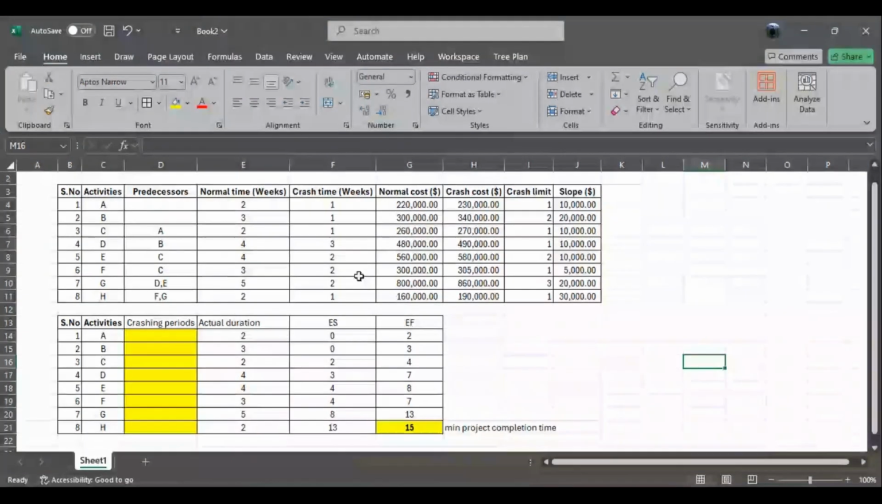So this is the first part of this particular video. In part two, we'll apply the linear programming algorithm to find out to what extent we can crash this particular project, which has an initial minimum project duration of about 15 weeks. So this is your part one, end of part one.